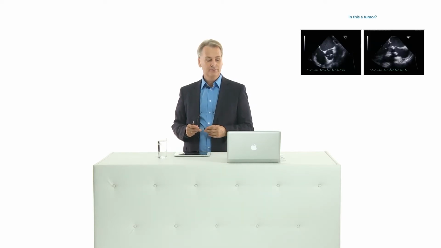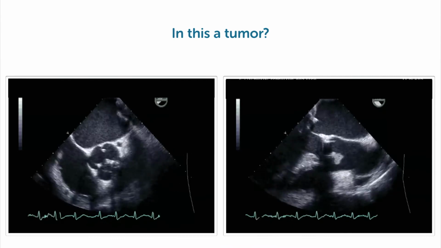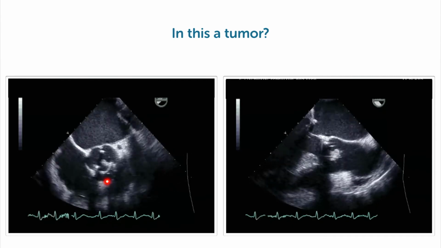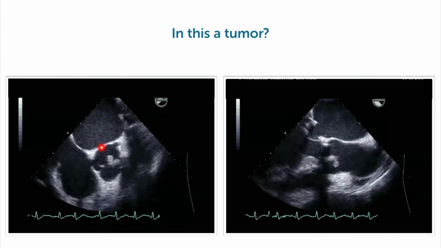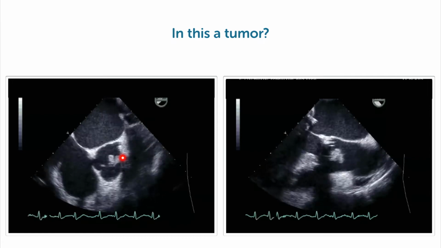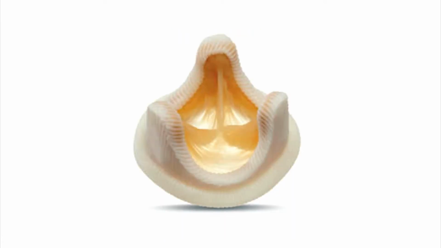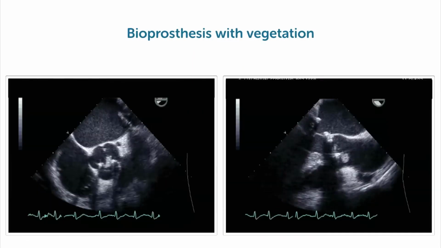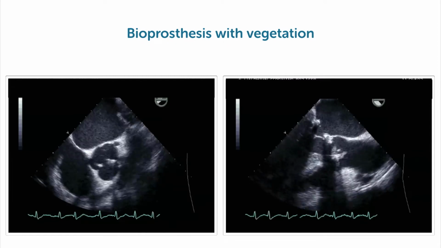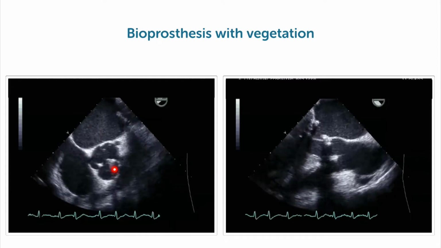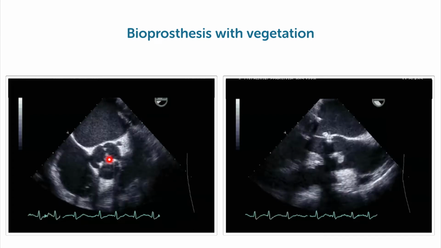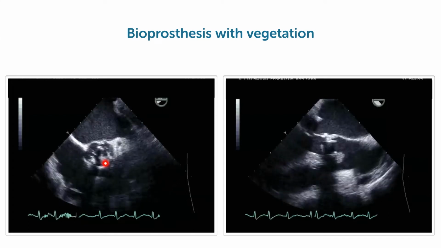Is this a tumor? Definitely there's a mobile structure here on the aortic valve. But what about this, and this? The patient has an aortic valve bioprosthesis, and on top, a vegetation. Those here are the three struts of the bioprosthesis, and here is the vegetation on the prosthetic valve.